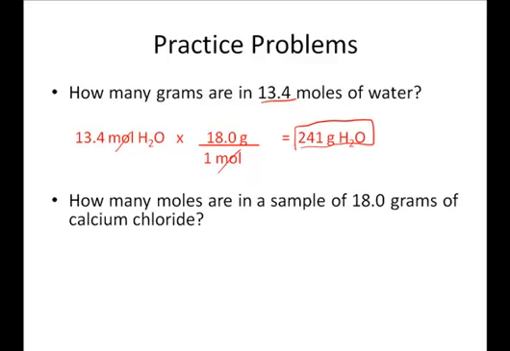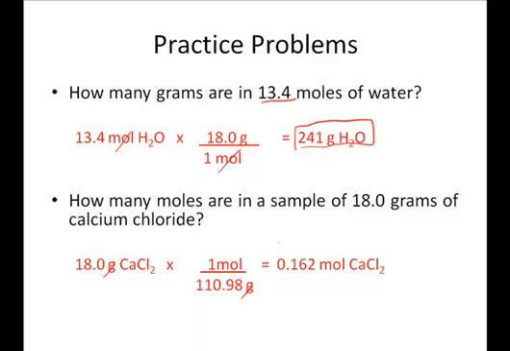Here's another problem. How many moles are in a sample of 18 grams of calcium chloride? Again, the information that I need is the molar mass of calcium chloride, so I need to know my nomenclature. I need to know how to solve that using the formula. When I do that, I get 110.98 grams, which is equivalent to 1 mole of calcium chloride. And notice how I put the grams on the bottom and moles are left on top. And when I solve this problem, I get 0.162 moles of calcium chloride. Again, abiding by the significant figures rule, where I start off with 3 and I end up with 3.